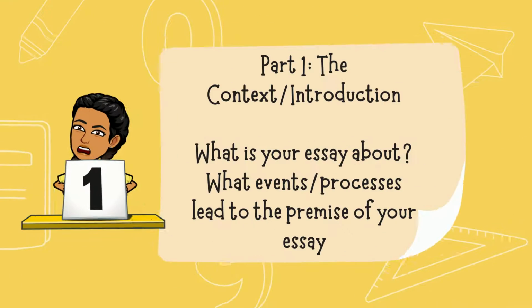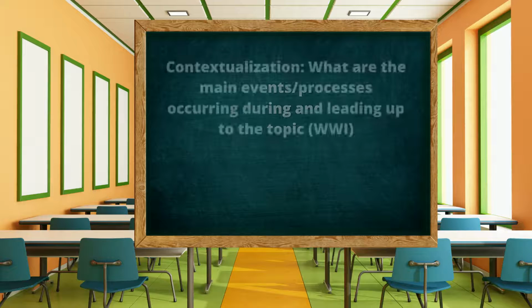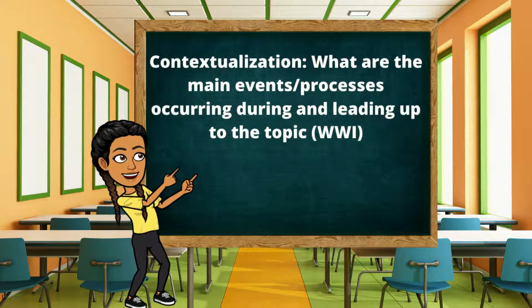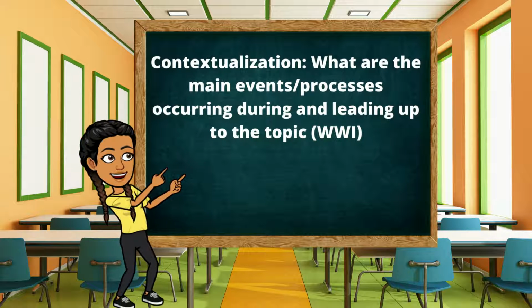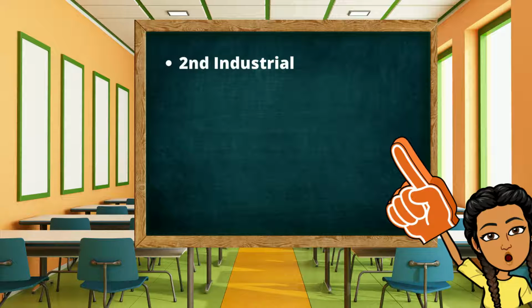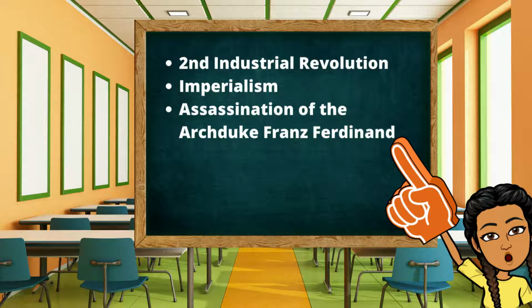Part 1 of your essay is your introduction, which includes a context. Your context tells readers what's happening around the time of your event, which in our case is World War I. The points of your context must directly relate to your topic. Some ideas for context may include, but are not limited to, the Second Industrial Revolution, which is a direct cause of new imperialism, and some may argue the killing of Archduke Franz Ferdinand.